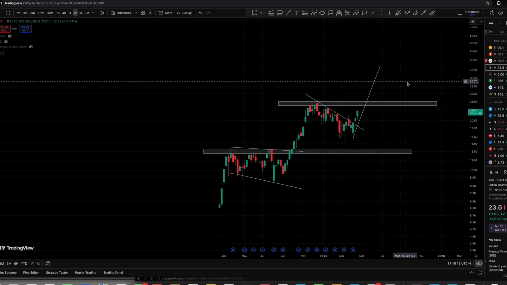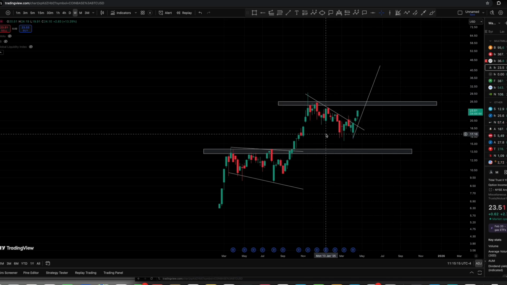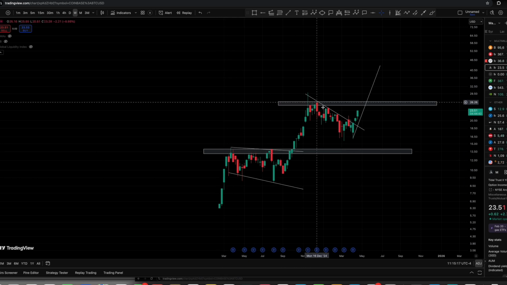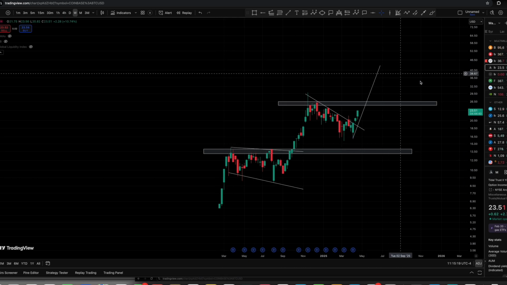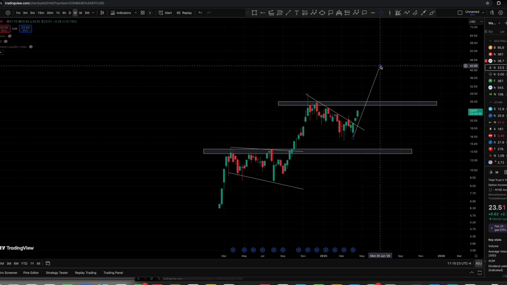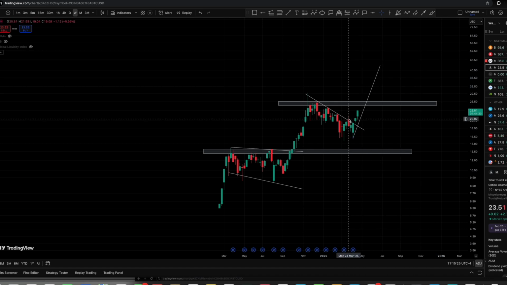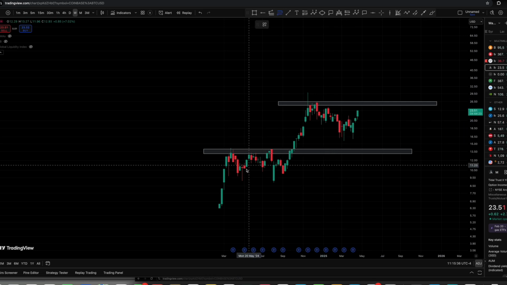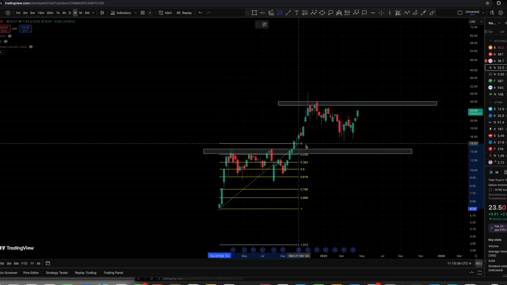And maybe it's just a chop, and we do the same thing all over again. Maybe it's another stair step. We go here, pull back again, but at least we pull back maybe to this wick after this large move up, and then shoot up even higher. And then we take a look at the Fibonacci.